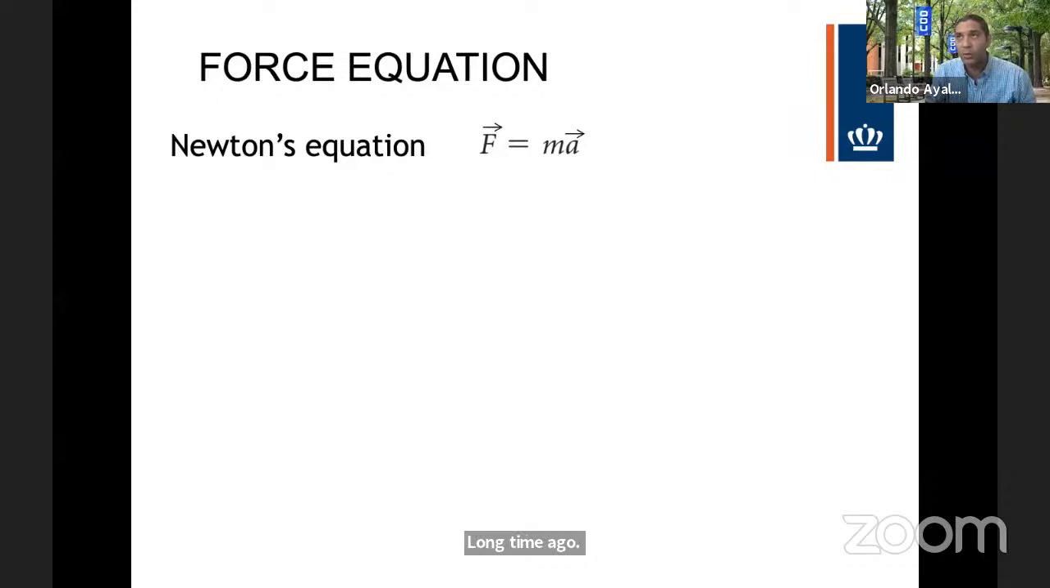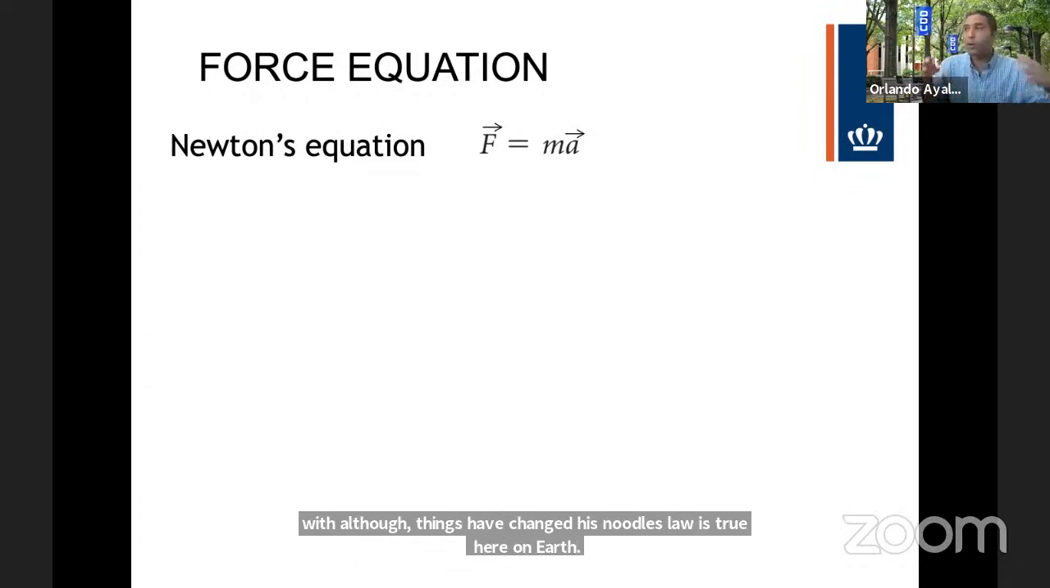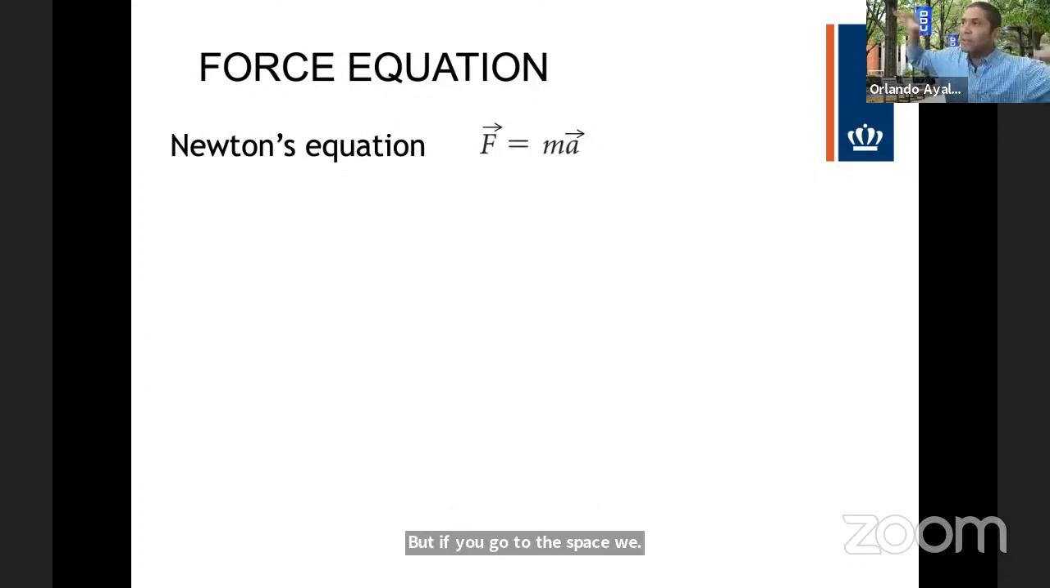200 years ago, and now still valid. Although things have changed, Newton's law is true here on Earth. But if you go to space, we have what we call gravity waves and so on and so forth, and in that case, that equation is no longer true. But it is true when you are near a big, big mass like Earth. That equation works perfectly.